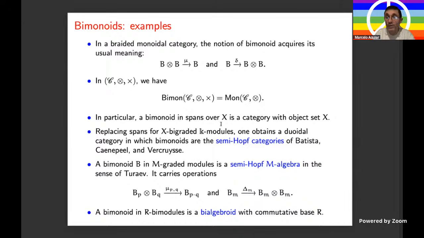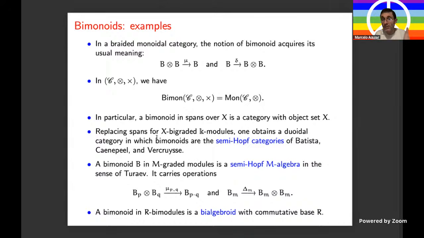Well, a bimonoid in spans is simply a category with object set X. And it's the same thing as a monoid in spans. So we don't get anything new in that setting. On the other hand, if you go a little bit further and you replace spans for objects that are bigraded, so K modules, because a span, after all, is a set that is bigraded over X, right? You have the two maps S and T, which give you the two gradings.